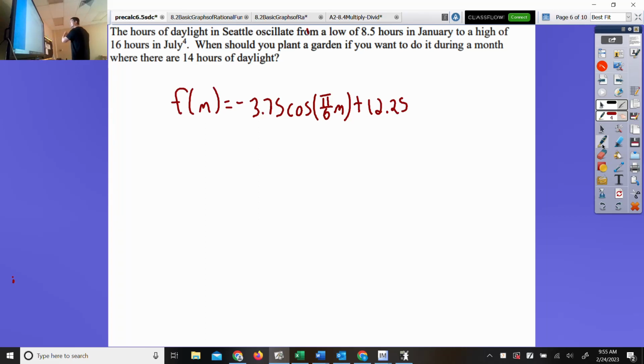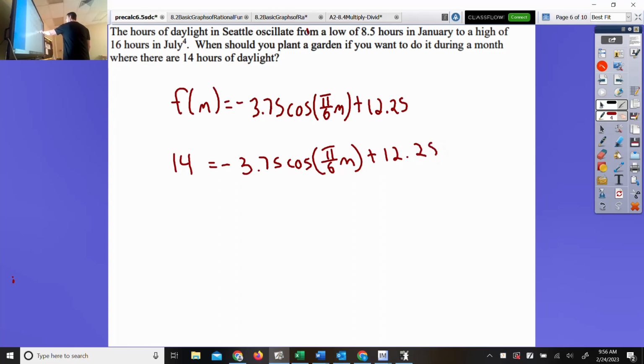Anyways, what's our goal here? We want to know when there's going to be 14 hours of daylight. So this whole F of M, what's it going to get replaced with? 14. I don't think we're going to see anything show up that we know what to do with. Probably going to have to use technology. But it is what it is. All the real interesting stuff does use technology.